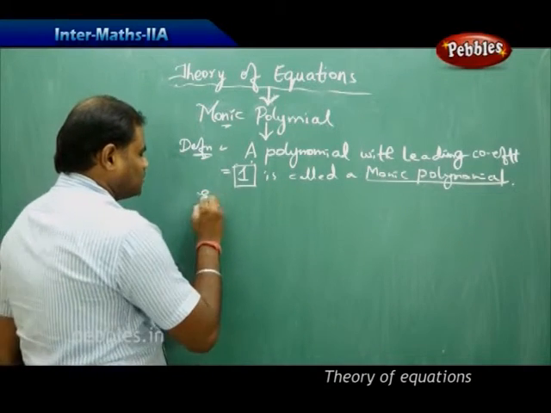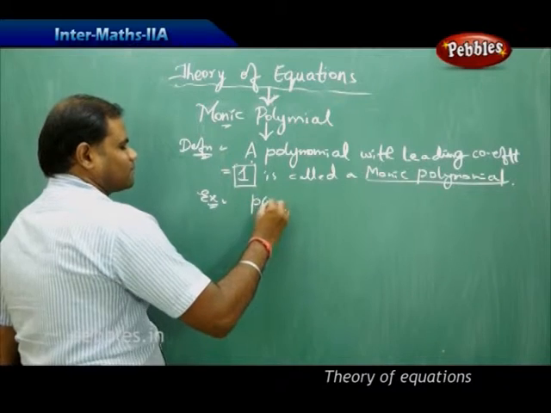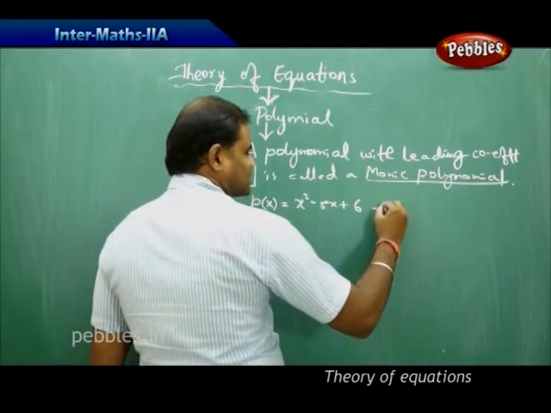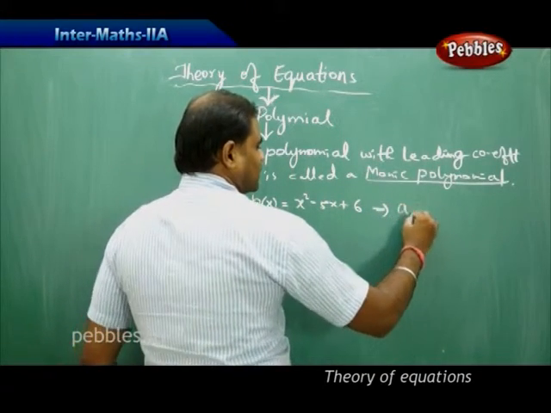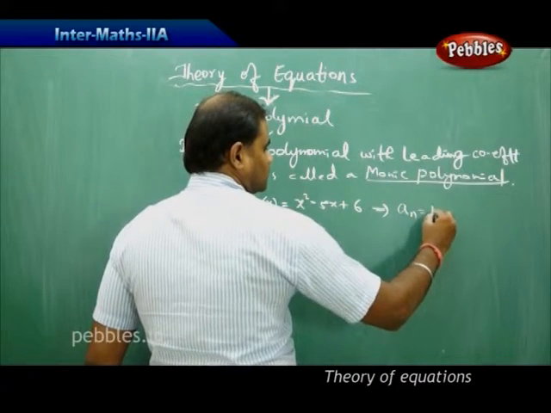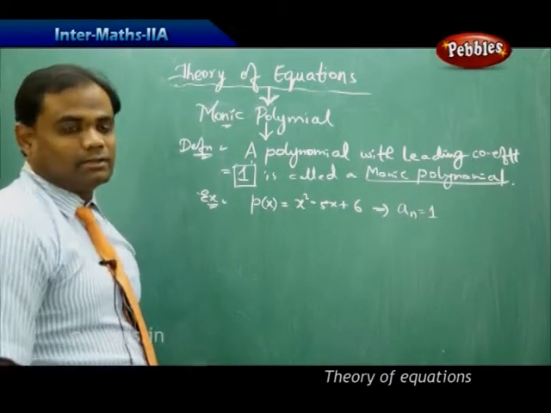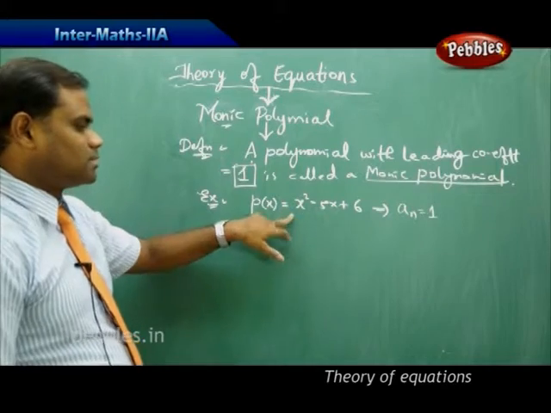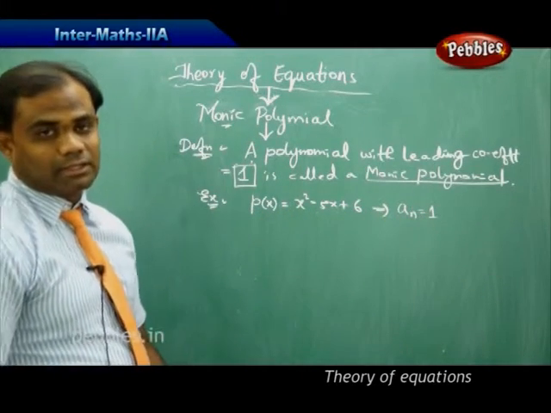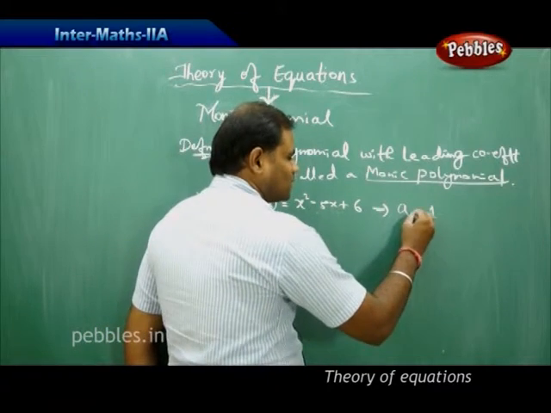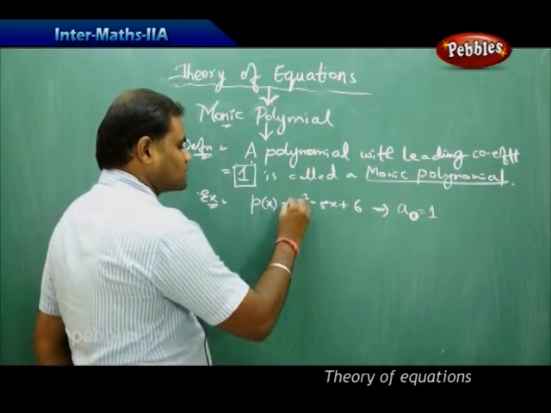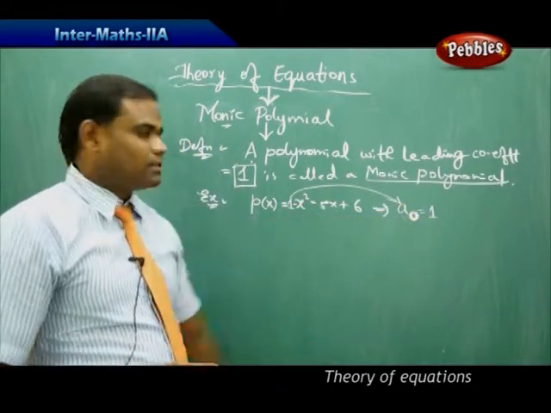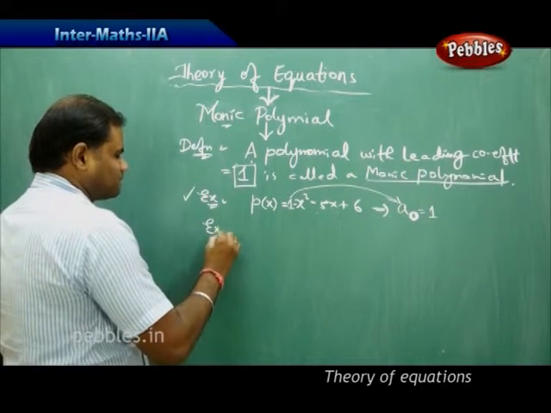That is, for example, p of x is equal to x squared minus 5x plus 6 has clearly its leading coefficient as 1. If I take it as a naught plus a1x plus a2x squared, then the coefficient of x squared is 1. Now, since the leading coefficient is 1, therefore this is a monic polynomial.